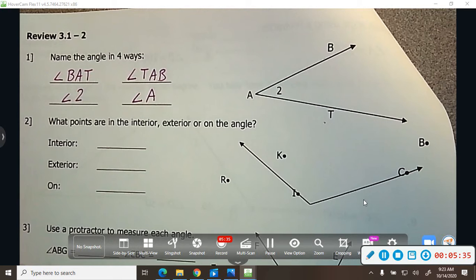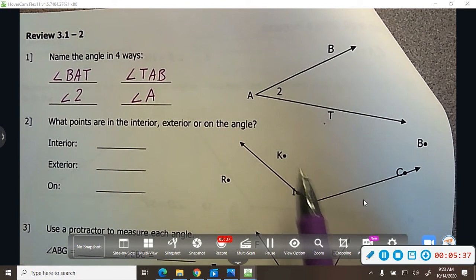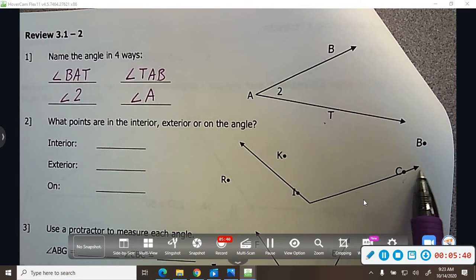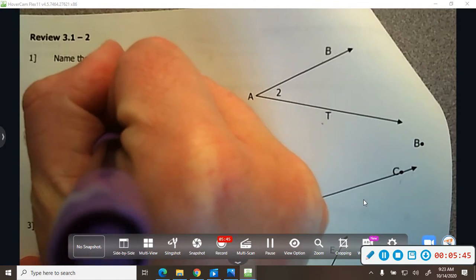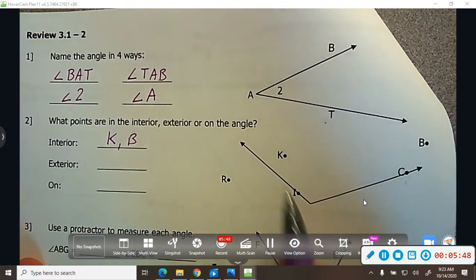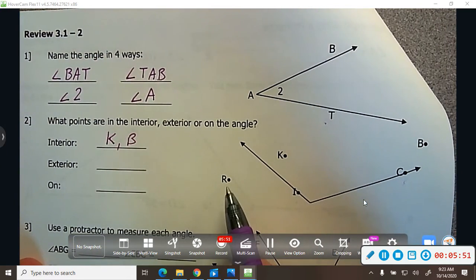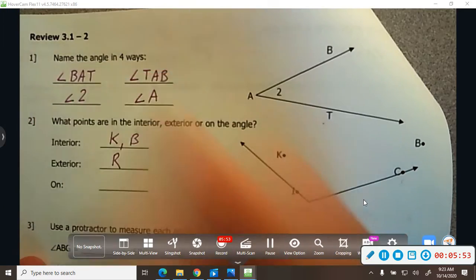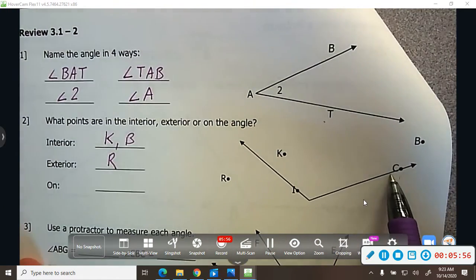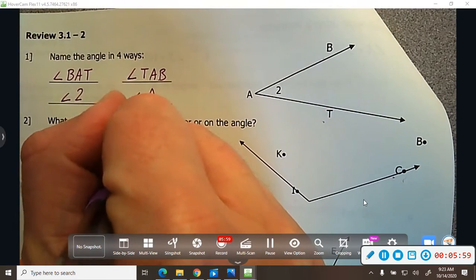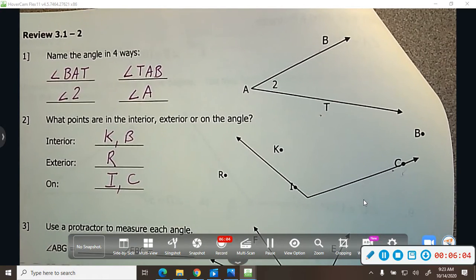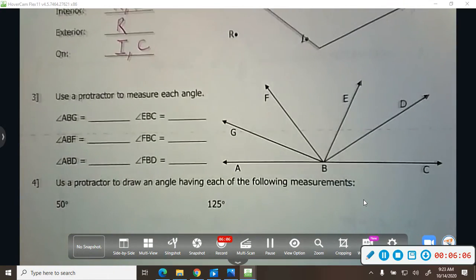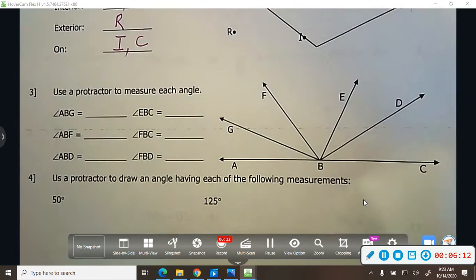Now, what are points on the interior? K. And let's see, this goes forever that way, so B would be on the interior. Exterior, outside, would be point R. And on, looks like I and C are on the angle. And then we're not going to cover the part with the protractor. You should remember how to do that from middle school. So we'll go ahead and go to the next page.